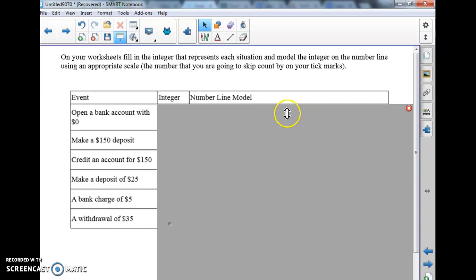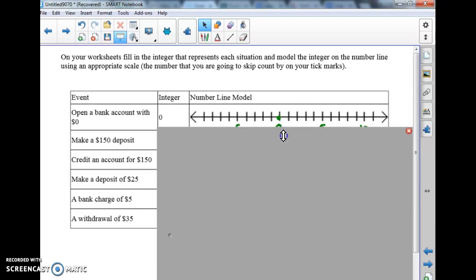So first of all, the integer that represents a bank account with a balance of 0 would be 0. For my number line, I chose to put 0 in the middle of the number line to show that to the left is negatives, to the right is positive, but you could have really done any place for 0 on the number line, as long as if 0 is over here, all your numbers to the right are positive. If 0 is over here, all your numbers to the left are negative. And if it's in the middle, left are negative, right are positive.